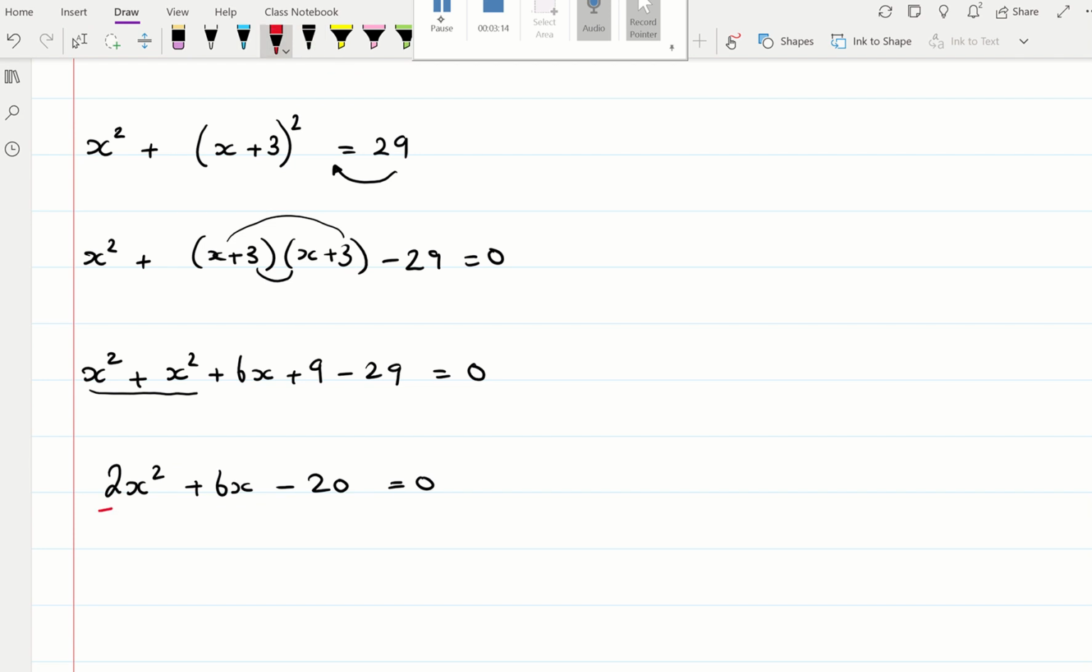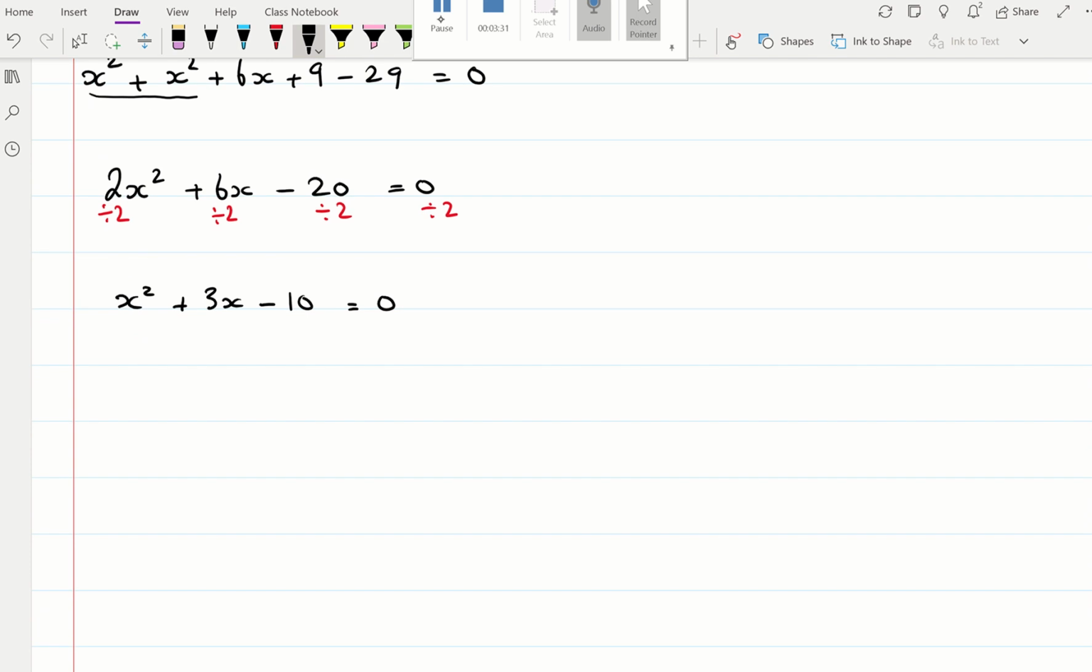Because this is an equation, and I notice that everything is even, I'm going to divide everything by 2 in the hope of making the equation easier to factorize. I'm hoping it factorizes, negative 10. Let's see, does it factorize? x and x. 2 and 5 multiply to make 10. I want a plus 3, so a positive 5, negative 2. So I have two values for x. x is 2 and x is negative 5.